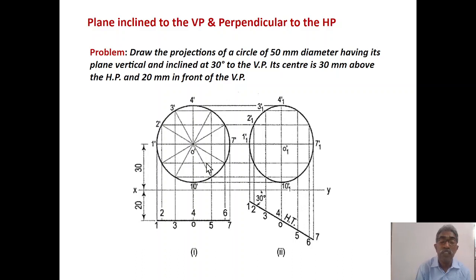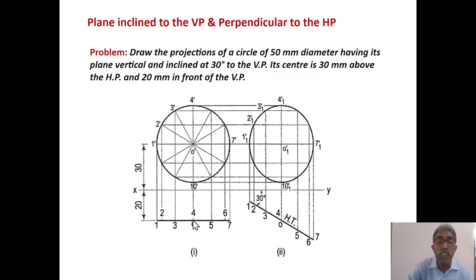In this way, you have to first decide where to draw the true shape of the plane, in the front view or in the top view. Here the plane is inclined to the vertical plane, therefore you first take the plane parallel to the vertical plane. Whenever the plane is parallel to the vertical plane, the true shape of the plane appears in the front view. Therefore you first draw the true shape, a circle, in the front view. Already you have drawn the projections of the center of the circle, which is 30 millimeters above the horizontal plane and 20 millimeters in front of the vertical plane.